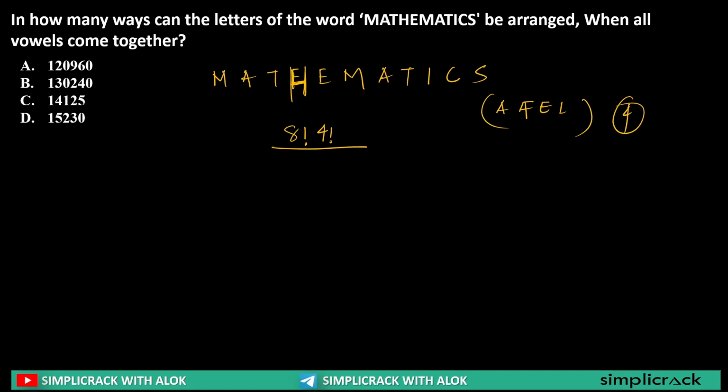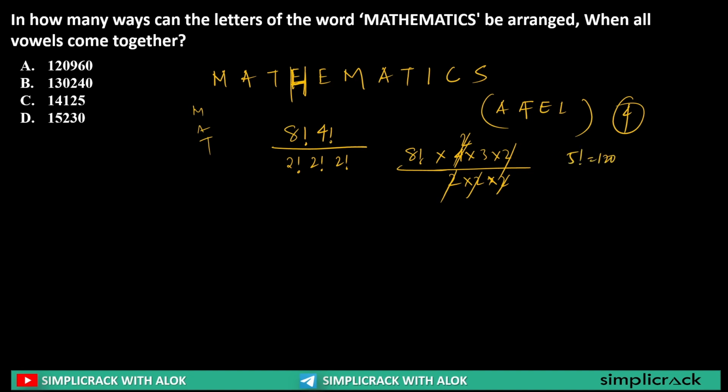Divided by the repetitions. Repetition is for M, A, T, so divided by 2 factorial, 2 factorial, 2 factorial. So 4 factorial can be written as 4 into 3 into 2, and 2 into 2 into 2 cancels out. 8 factorial divided by 5 factorial is equal to 120. Just remember this. So 120 into 6 into 7 into 3. 120 into 6 is equal to 720, into 7.